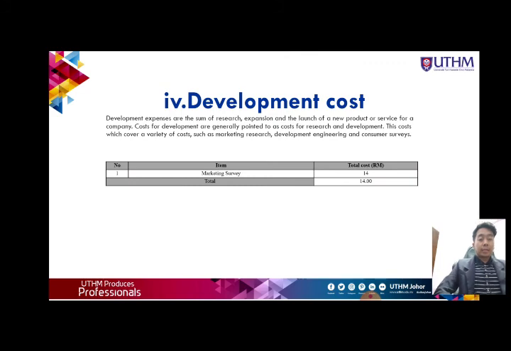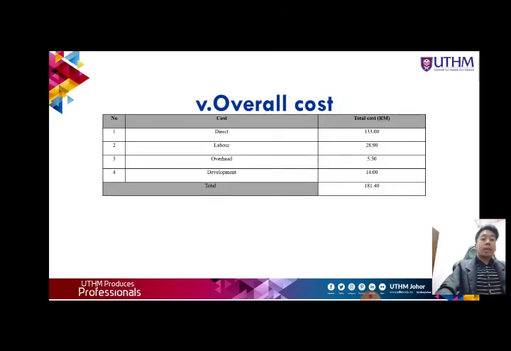The fourth one is development cost. The development expenses are the sum of research, expansion, and the launch of a new product or service for a company. Costs for development are generally referred to as costs for research and development. These costs cover a variety of items, such as marketing, research, development, engineering, and consumer service. This costs us about 14 ringgit per month. And the overall cost, the total of direct labor, overhead, and development, is 181 ringgit and 40 cents.